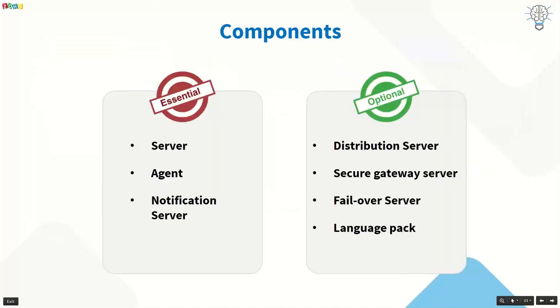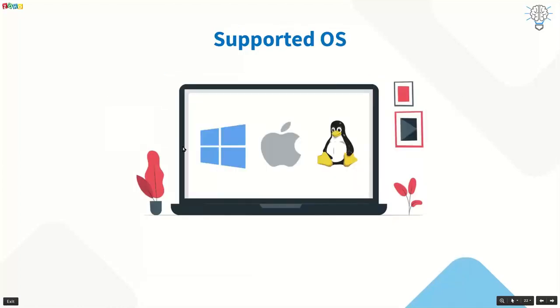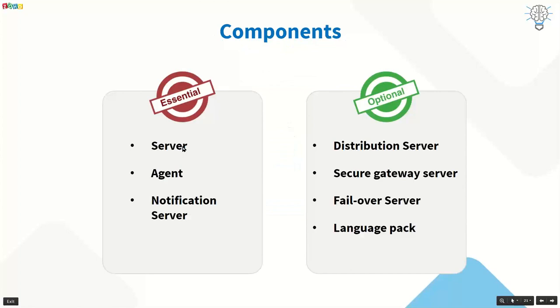Ever wondered what are the components that you need to run this application? There are essential as well as optional components. The Desktop Central Server is the central component that you will need to install, which provides the interface to the management console. The agent is also an essential component. You need the agent to be installed in all the machines that you are planning to manage. There is another component called Notification Server. This is an interesting component. We will talk more about this once we get into the product.